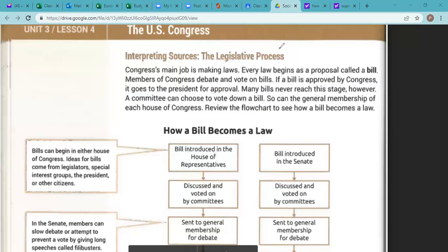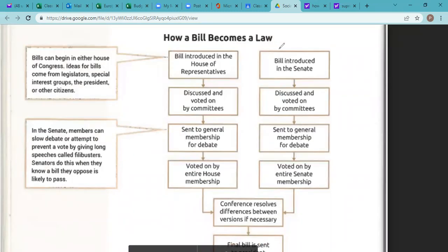Okay. So we start at the very top on the top left. The bill is introduced to the House of Representatives. So we're going through the House on the left. It says that it's discussed and voted on by the committees. After that point, it is sent to the general membership for debate. And then after they debate back and forth on this, they're going to vote on this new prospective bill or law by the entire House of Representatives membership.